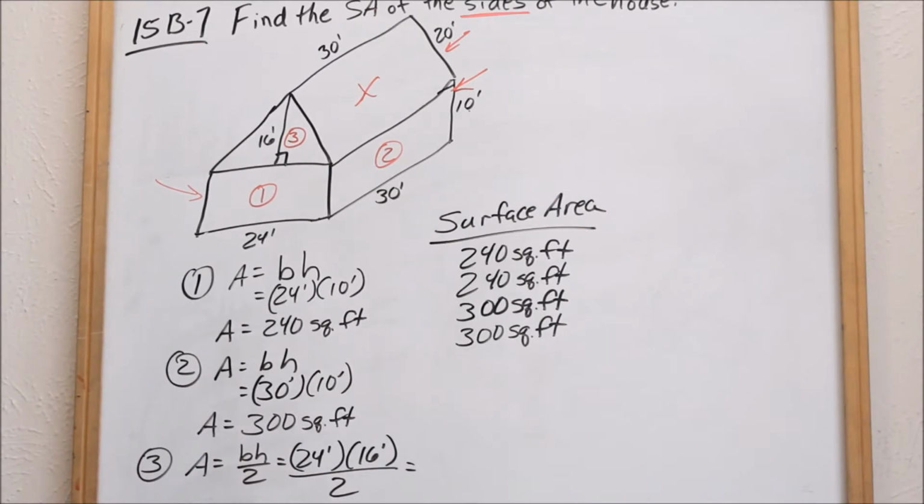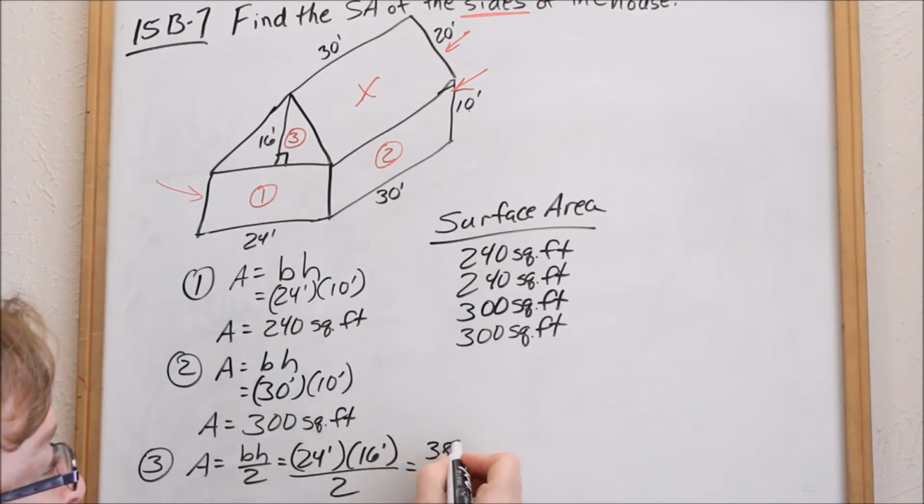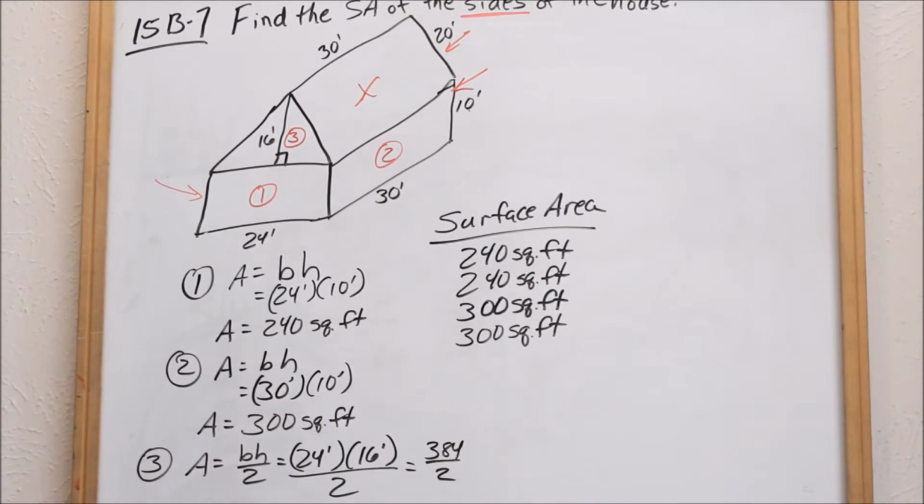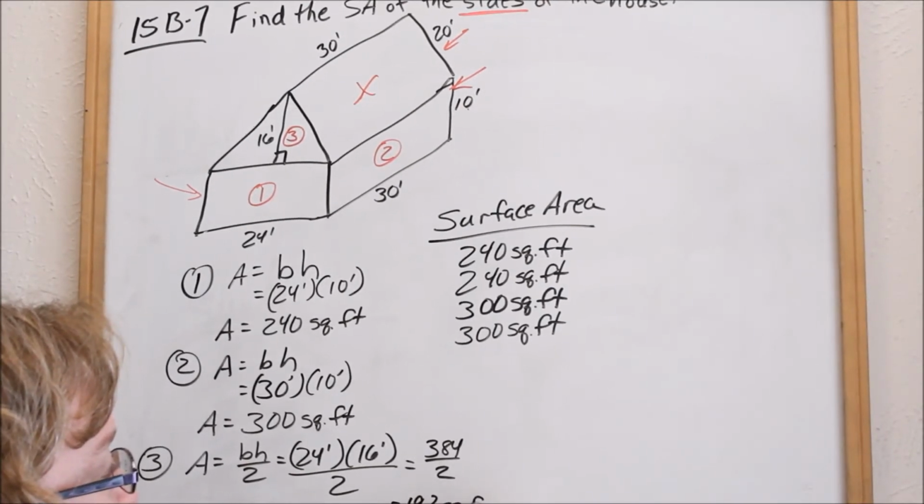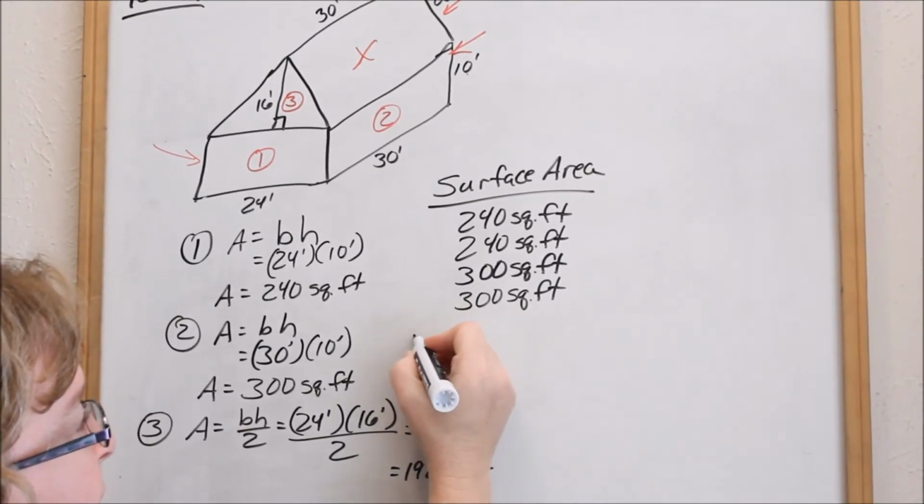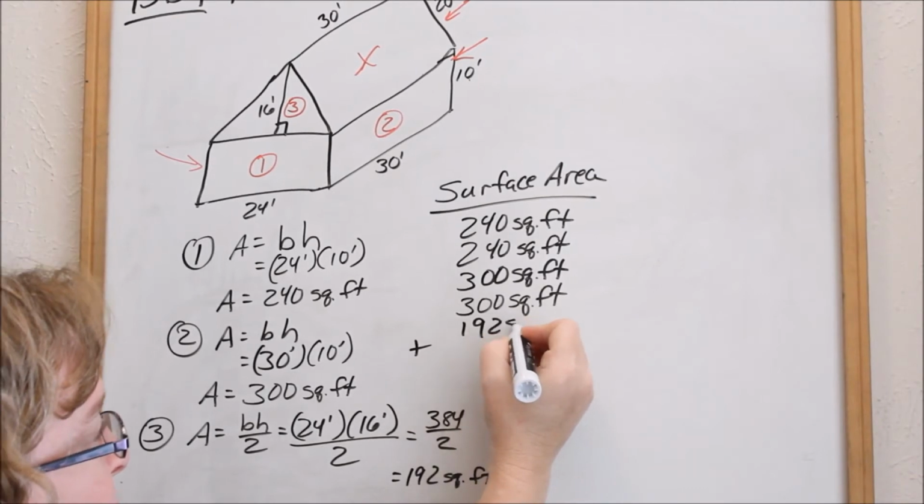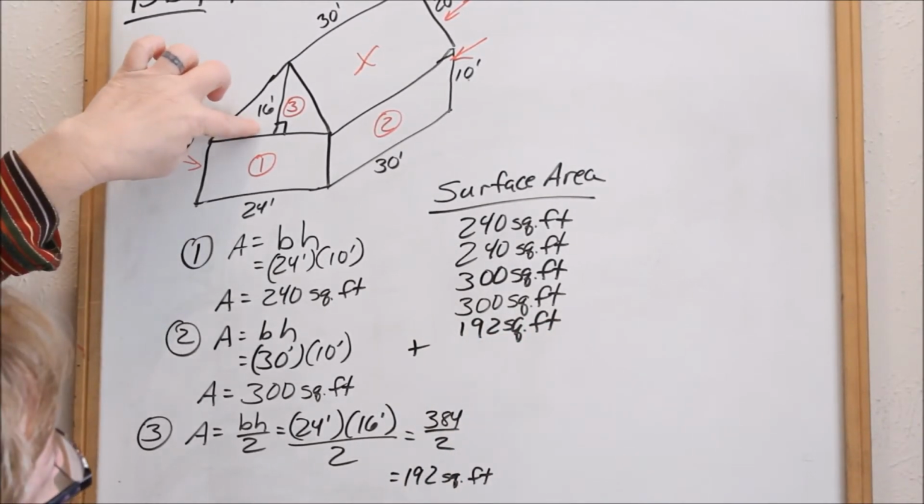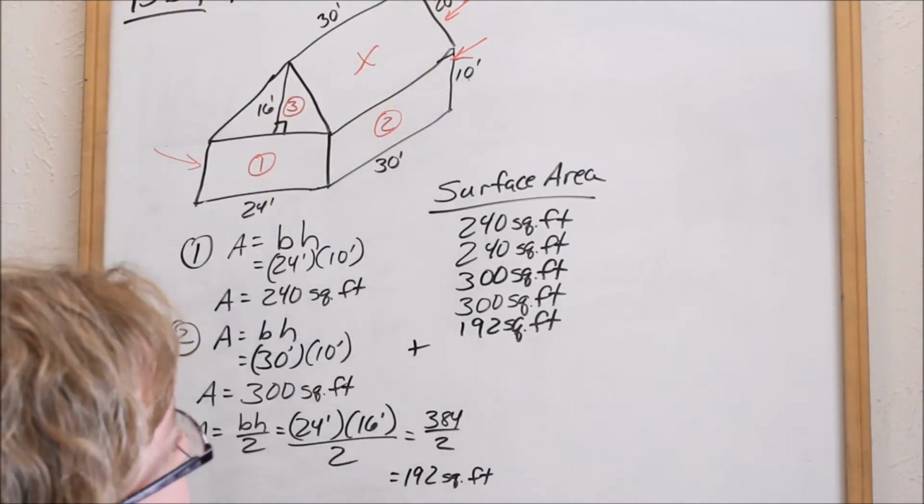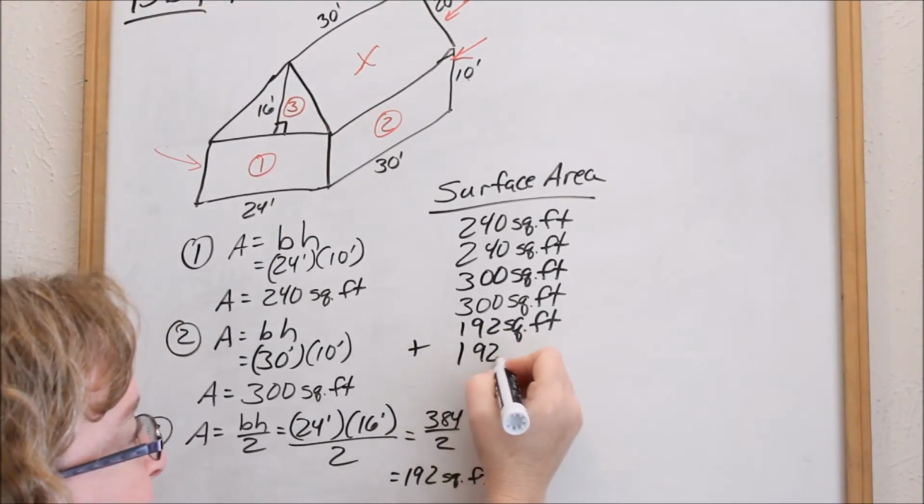So 24 times 16, 384. So it'll be 384 divided by 2. That comes out to 192 square feet. So I can add that to my total of surface area. There's that triangle. Then there's another triangle on the back side that looks just like it. So we need to have 2 of those.